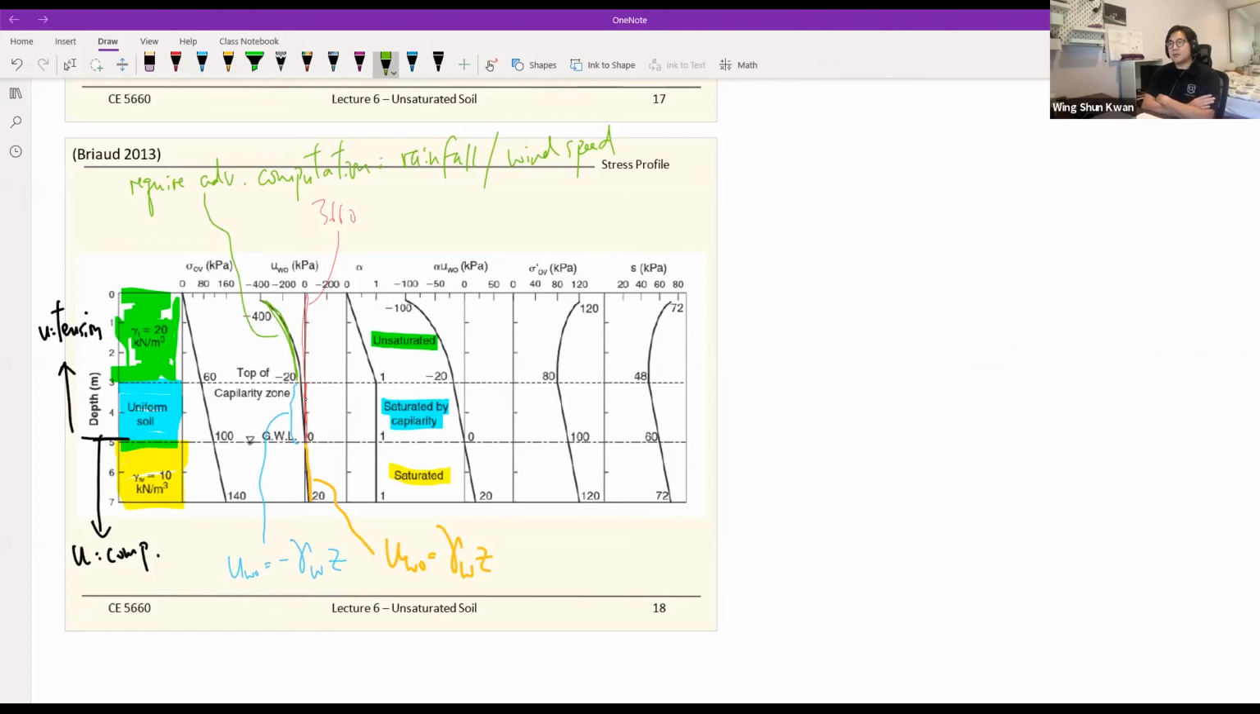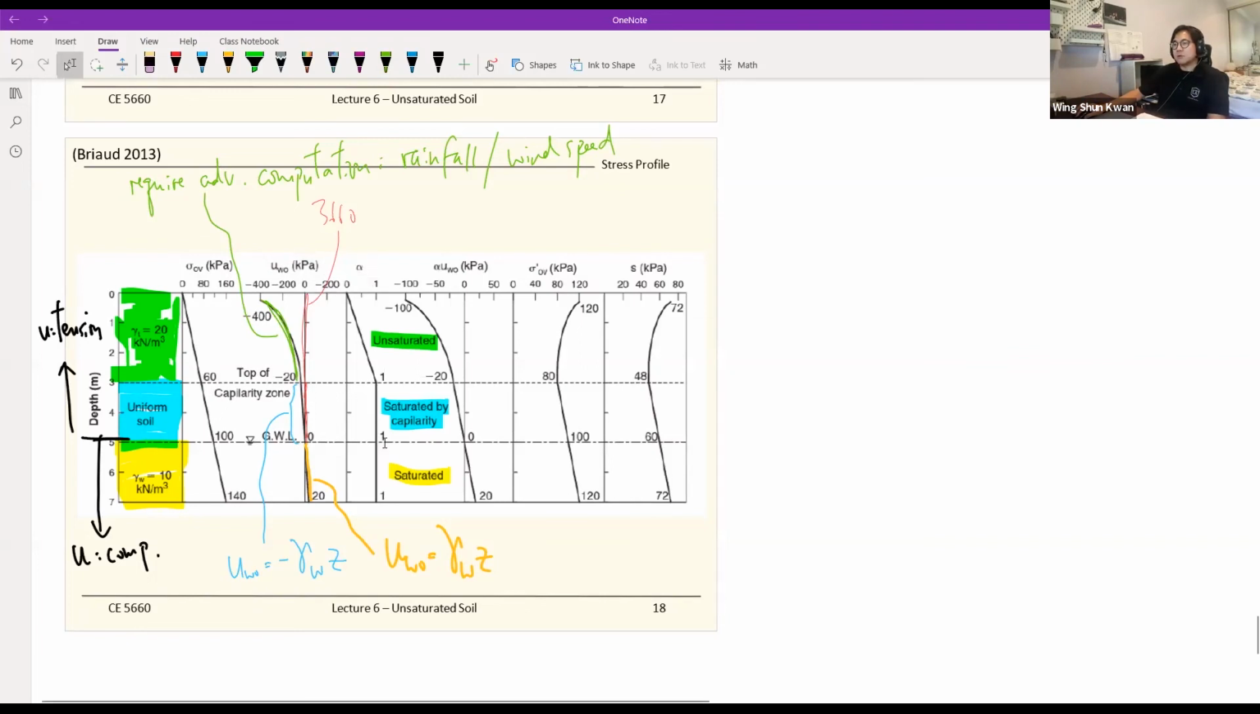So in order to construct the stress profiles, the total stress is still the same thing we have been doing since undergrad. Pretty much it's just the unit weight times the depth. So you have the total stress and the pore water pressure, which we just talked about. And the next thing for us to calculate is the alpha values.